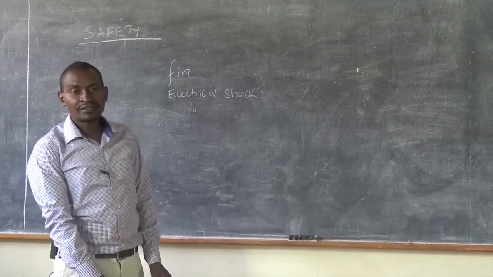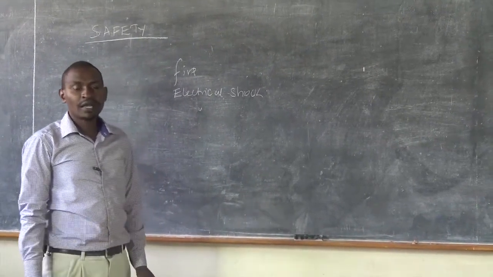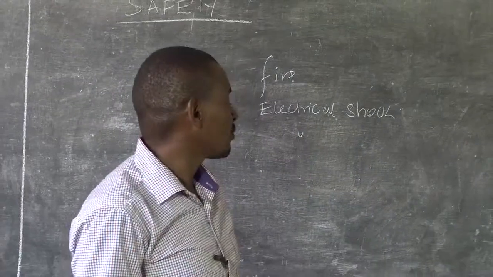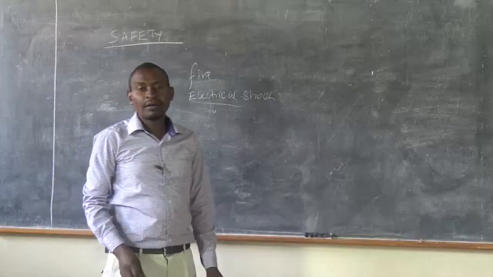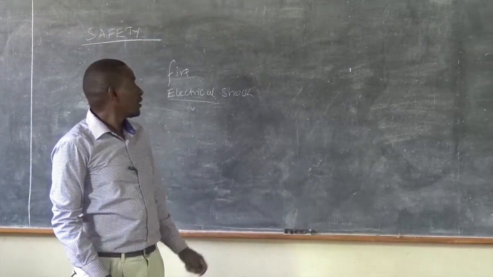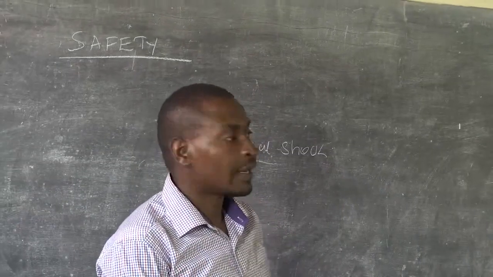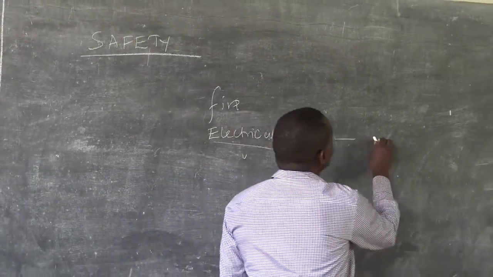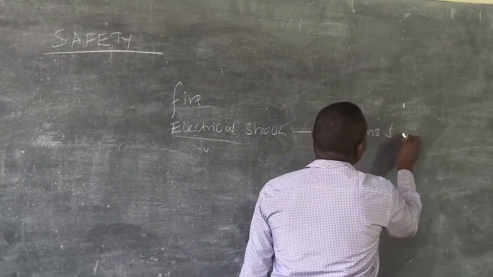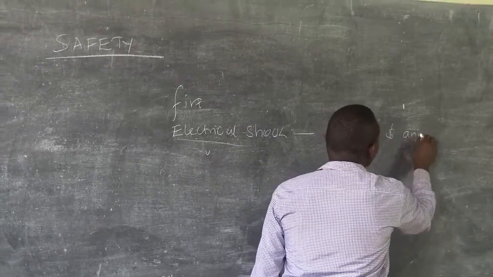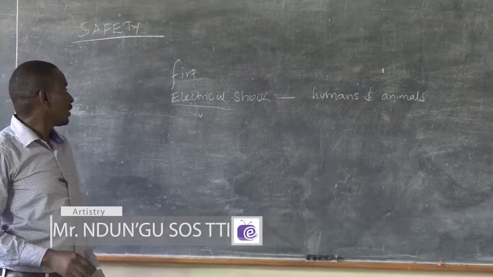And that is very much emphasized in electrical installation, simply because other than fire, electrical installation can lead to electric shock, and in case of an electric shock, it can affect both humans and animals. So the risk is there.